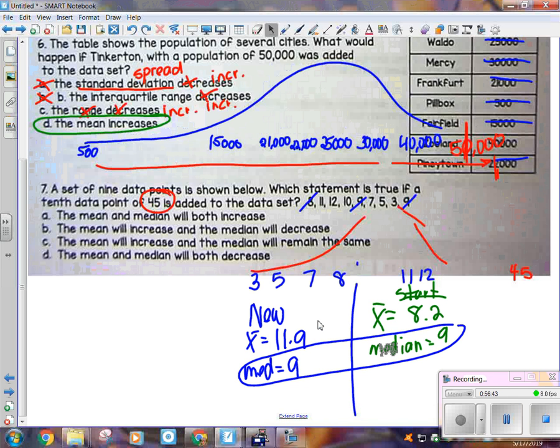So which one of those is the correct answer? Once we see how it can work out with actual calculations and numbers, I think it says the mean will increase, but the median will remain the same. So C is the correct answer for number 7.